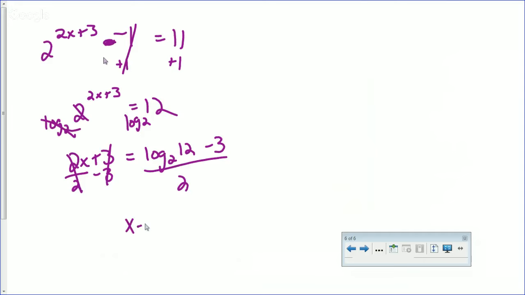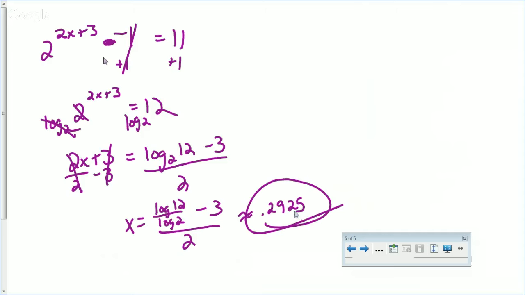Now, when you put this into the calculator, not all calculators can handle this different base. So you might have to do log of 12 over log of 2 minus 3 over 2, and use that change of base formula. And again, you get a decimal with this one, 2.925, when you put that in there. So make sure you're putting this in the calculator correctly and you're watching all your parentheses and that sort of thing.